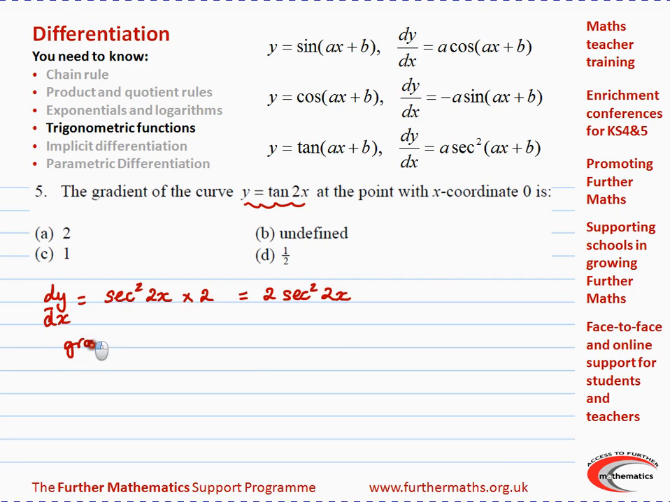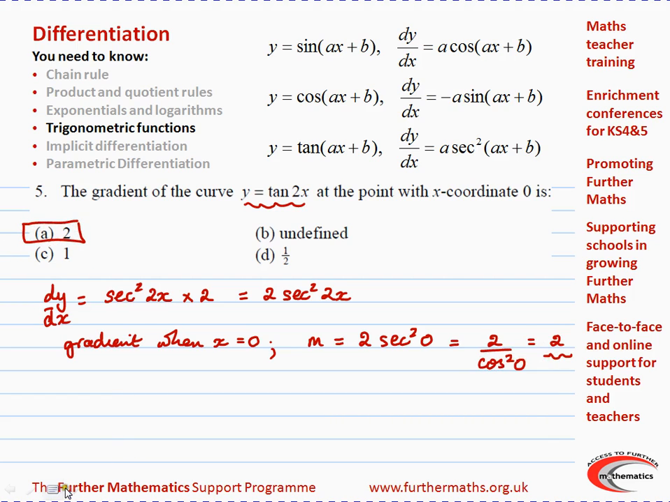We want the gradient when x equals 0. So the gradient is going to be 2 sec squared of 0. Well, sec squared is 1 over cos squared, so we've got 2 over cos squared 0, and cosine of 0 is 1, so this is 2 over 1 squared, which is 2. Okay, so the gradient of our curve at that particular point is going to be 2.